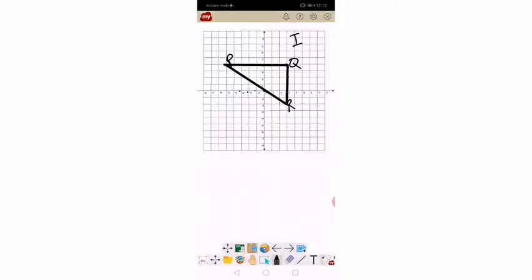And then it asks you to mention the coordinate of K. So K equals 3, 4.